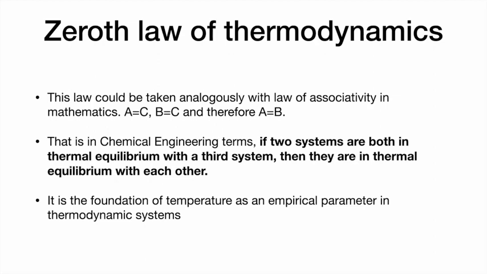What the zeroth law of thermodynamics states is, if two systems are both in thermal equilibrium with a third system, then they are in thermal equilibrium with each other. So this is a simple law. It is a foundation of temperature as an empirical parameter in thermodynamic systems. The empirical parameter means a parameter which can be observed. So how temperature plays a role in a thermodynamic system is mentioned in the zeroth law of thermodynamics.